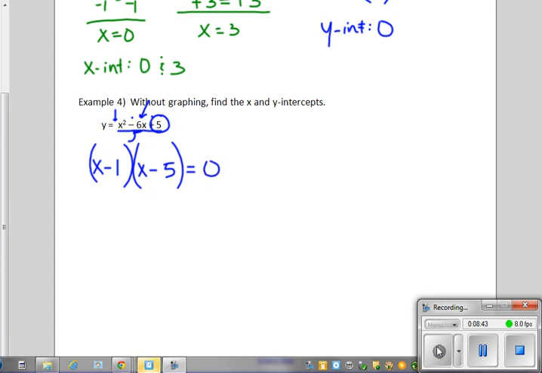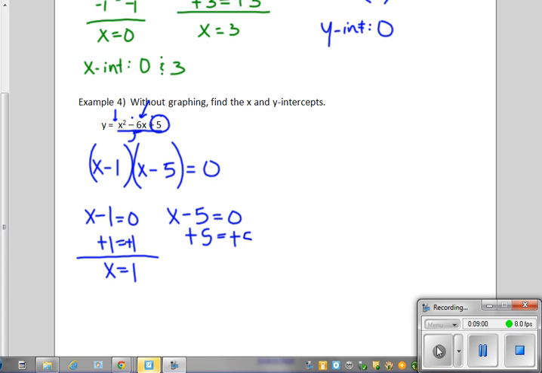Simply set it equal to 0. Set both of these equal to 0, both binomials that is. Now I can go ahead and figure out my intercepts by solving the equations below. Add 1 to both sides, we have x equals 1. Add 5 to both sides, we have x equals 5. So those are my two x-intercepts for my parabola, 1 and 5.